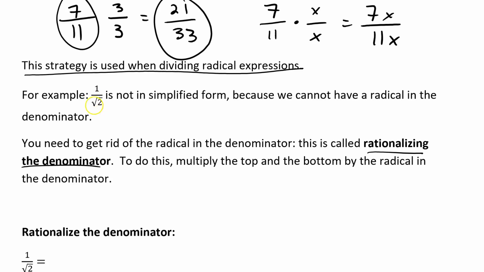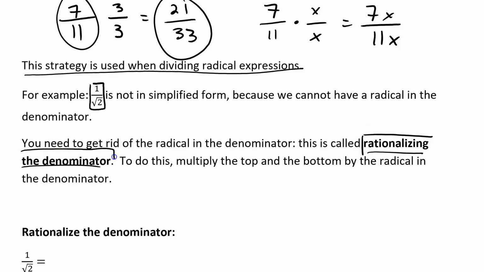For example, 1 over root 2. I was okay with 1 over root 2, but it's not in simplified form because we cannot have a radical in the denominator. Mathematicians don't like radicals in the denominator, though for me it's easiest to remember 1 over root 2 as the sine or cosine of 45. You need to get rid of the radical in the denominator. This is called rationalizing the denominator.